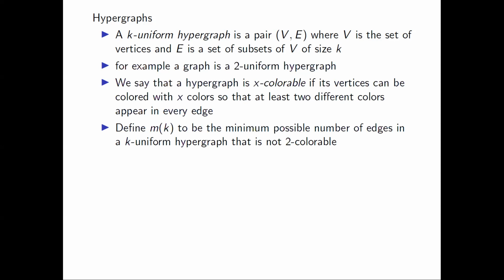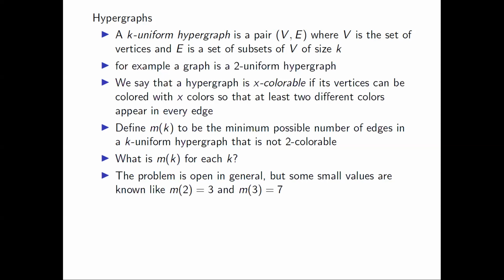This is a pretty big open problem, to find m(k) in general. It's known for some small values of k. So when k equals 2, again, 2-uniform hypergraphs are graphs. So the problem when k equals 2 is to find the minimum possible number of edges in a graph that is not 2-colorable. And we can see that the smallest number of edges in a graph that's not 2-colorable occurs when we have a triangle. So we get 3 for k equals 2. And it's also known that m(3) equals 7.